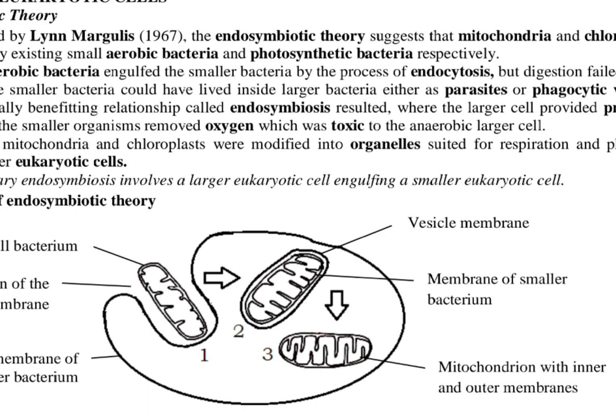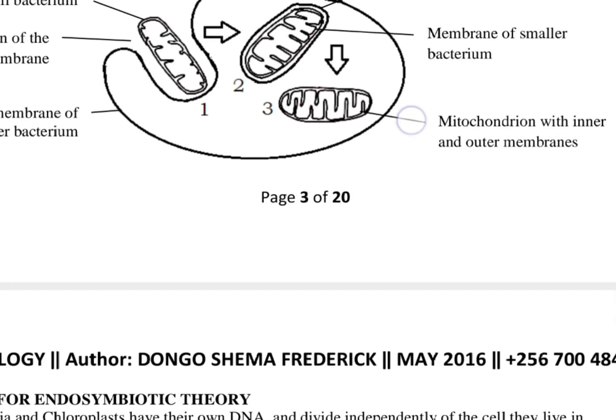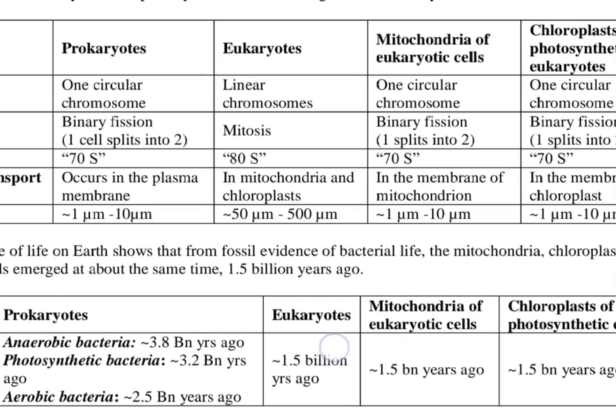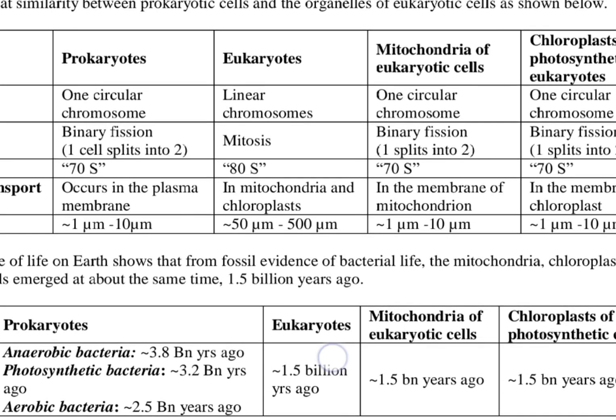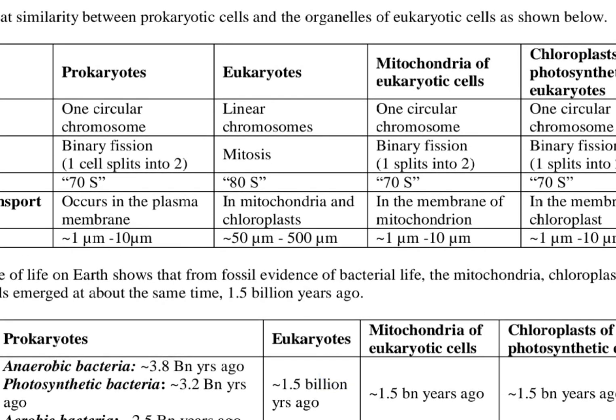And then we have a number of reasons as to why. When you look, there are similarities. The people who proposed the endosymbiotic theory to explain the rise of the present mitochondria and the chloroplast defended their argument by looking at different features that are common to the prokaryotes and also common to these cell organelles.